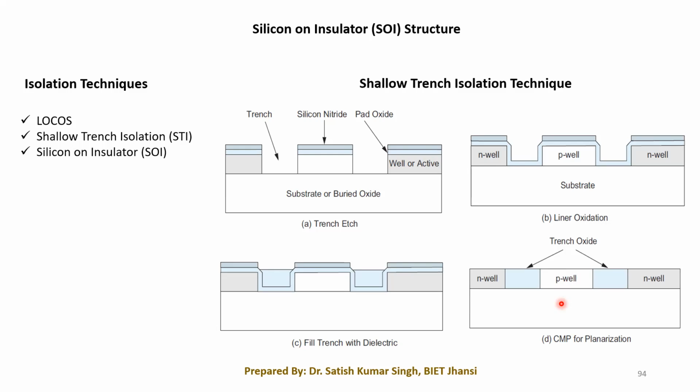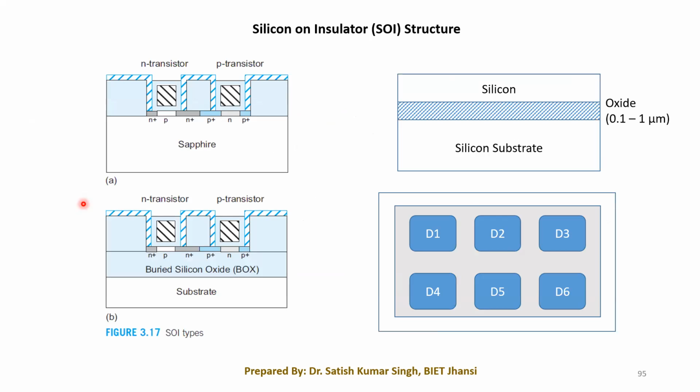Similarly, the way we have done the isolation by using shallow trench isolation, we can also do the isolation by following silicon on insulator. This type of structure we can fabricate, and it can also provide isolation. We can make isolated islands onto which we can fabricate our devices. There are basically two types of silicon on insulator structure we can see. One is this SOI type, silicon on insulator.